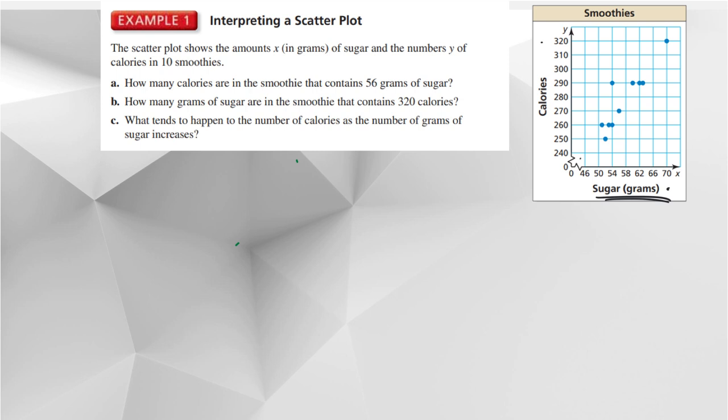So if we look here, right in the middle, we have our dot right there in the middle. And that corresponds to how many calories? 260. So, not 260, I'm sorry, 270 calories. So the smoothie in A has 270 calories.